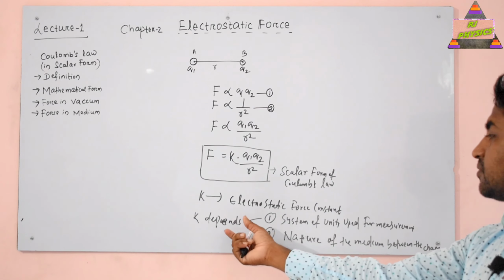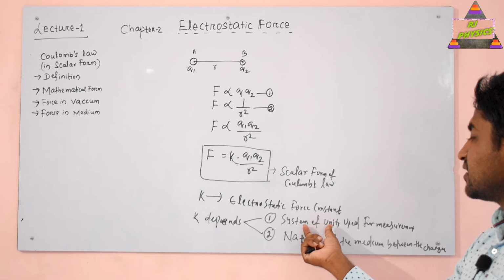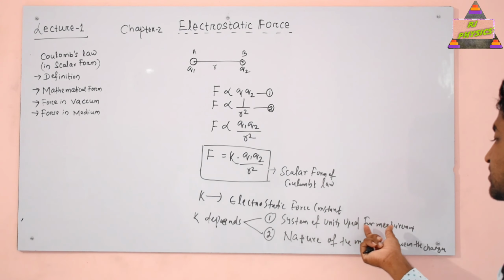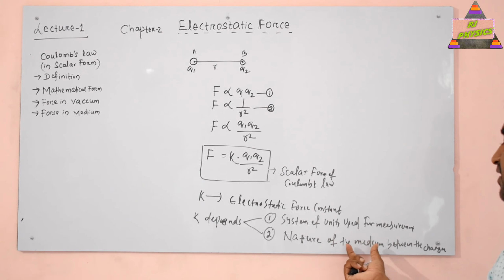So K is called the electrostatic force constant. Its value depends on two things: whether the system of units used for measurement is SI or CGS, and the second is the nature of the medium present between the two charges.